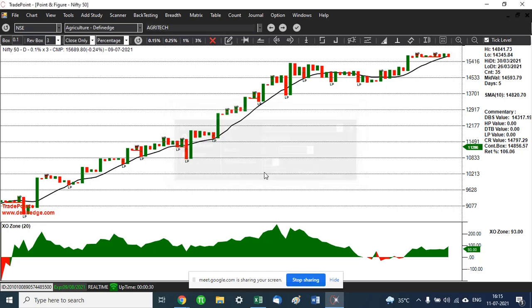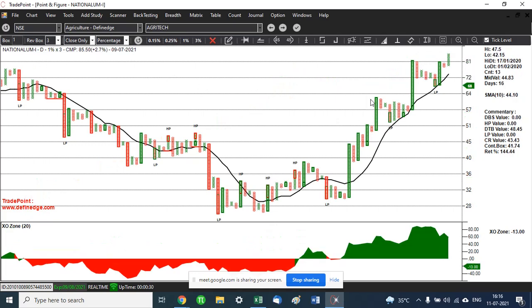If we look at the National Aluminium NALCO chart on the 1% box value, which is approximately equal to the weekly time frame, then we can see here there is this anchor column. You can see 36 counts, so it's more than 15. So this is an anchor column.